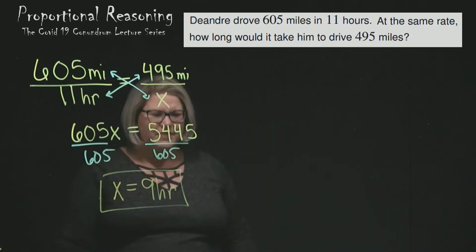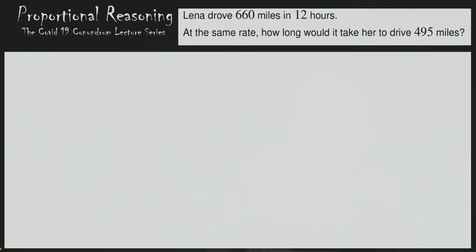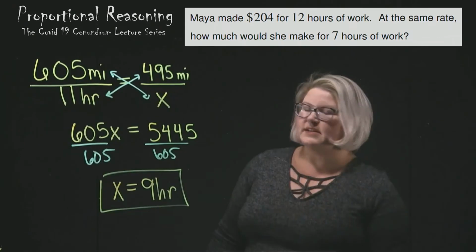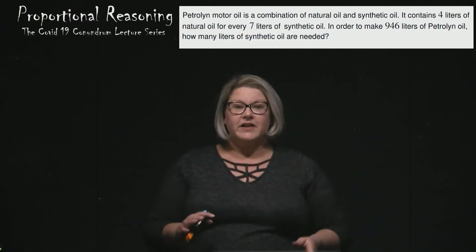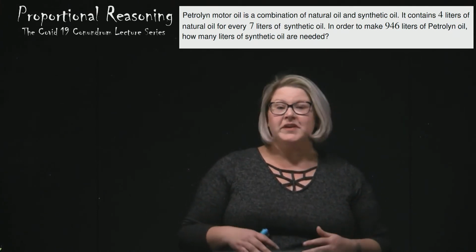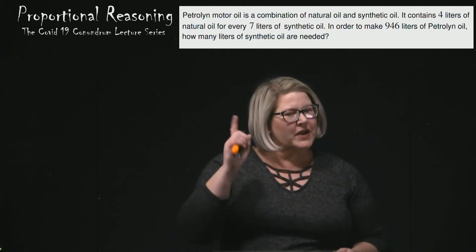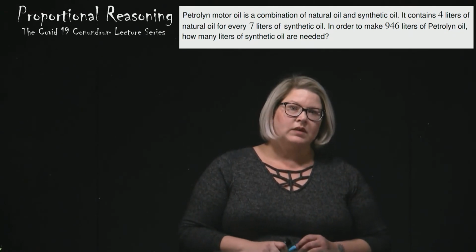Is that the same problem that we did before? Wait. No. That was 660 and 12. So you can see by the amount of information that they've given us that this is a different problem. It's still a story problem. It's still a proportion problem. We have to keep our wits about us again because we have different information.